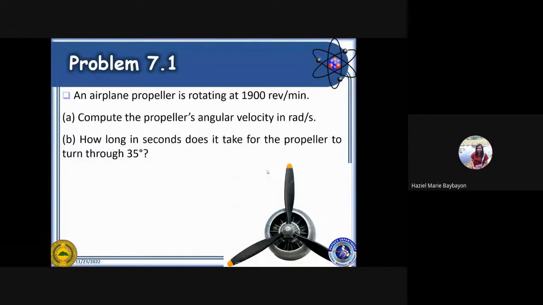Problem number 1. An airplane propeller is rotating at 1900 revolutions per minute. Compute the propeller's angular velocity in radians per second, and how long in seconds does it take for the propeller to turn through 35 degrees? Okay? So, what are given? We are given the angular speed, class. This is the angular speed. They used revolutions per minute. So, 1,900 revolutions per minute.